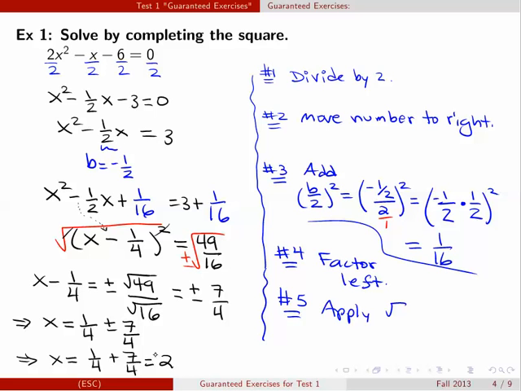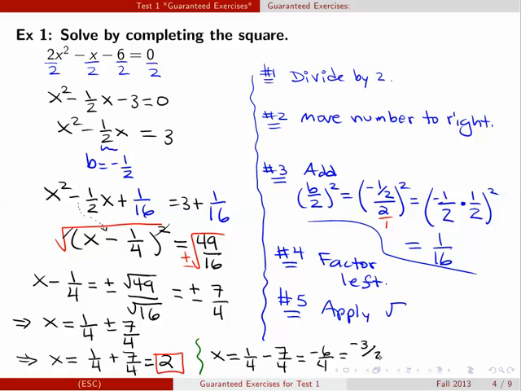To get the second answer, we choose the negative 7 over 4, and so we have 1 over 4 minus 7 over 4. And when you finish simplifying, you should have negative 6 over 4, and simplifying this gives us negative 3 over 2.